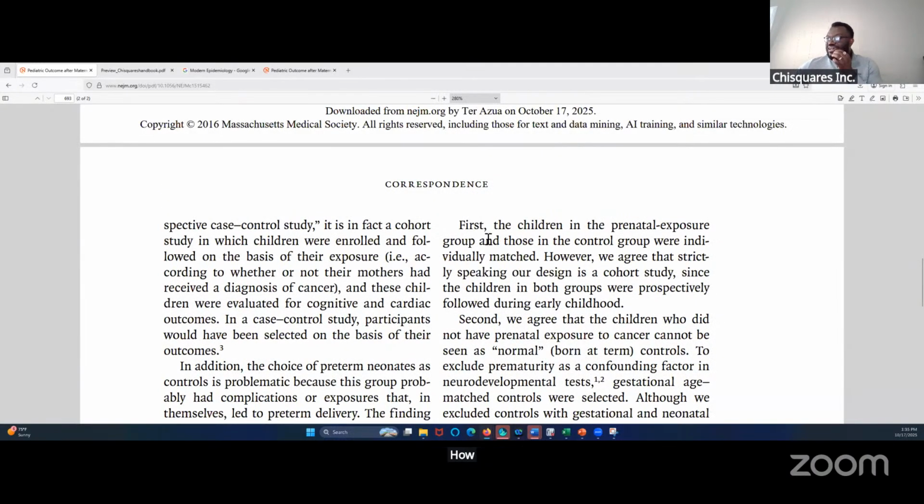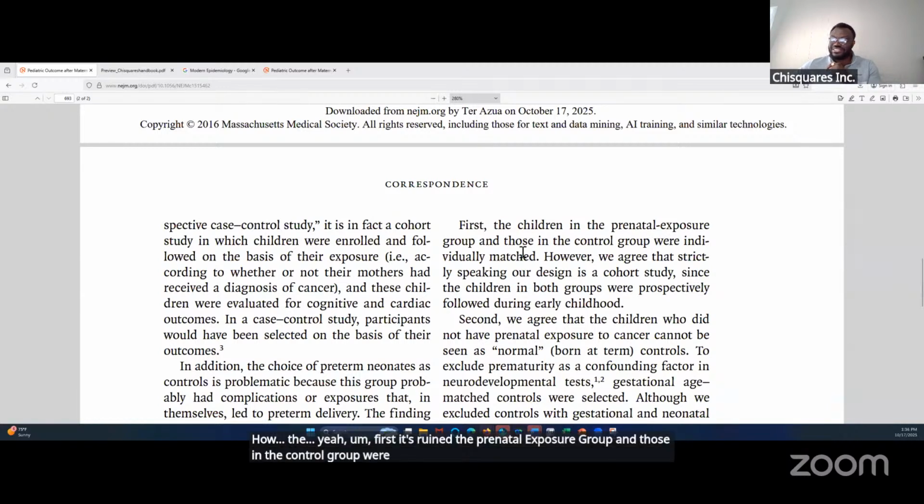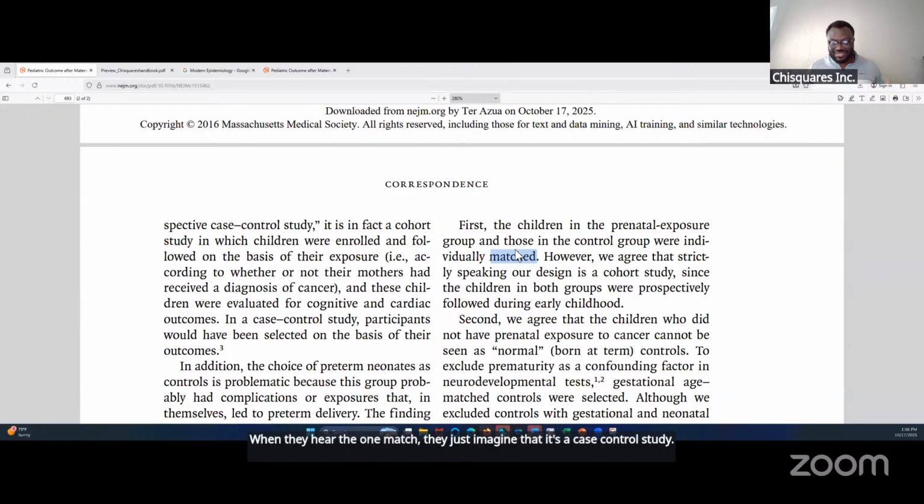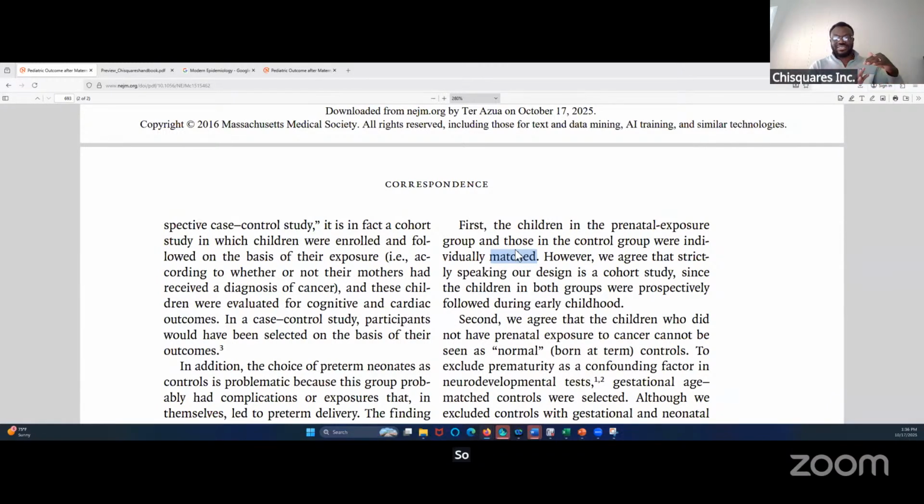first the children in the prenatal exposure group and those in the control group were individually matched. That's a very weak answer. The fact that it's matched doesn't make it a case control study. I think that's a big problem people have. When they hear the word match, they just imagine that it is a case control study. We can match in cohort studies too. So matching is not a special property of case control studies. So let's get that clear.